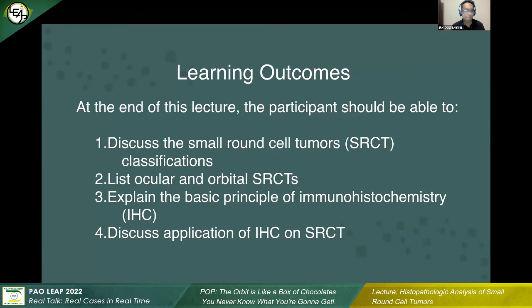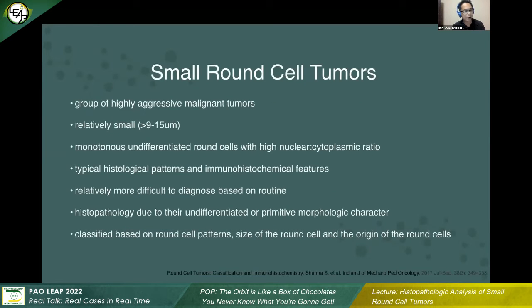Small round cell tumors are a group of highly aggressive malignant neoplasms, characterized by their relatively small size. They are usually just slightly bigger or up to twice the size of your red blood cells. They are also monotonous, undifferentiated, with a high nuclear to cytoplasmic ratio. Meaning, if you look at the cell, it's almost filled up with the nucleus and there's only a scant cytoplasm in it. They also present with typical histologic patterns and immunohistochemical features.